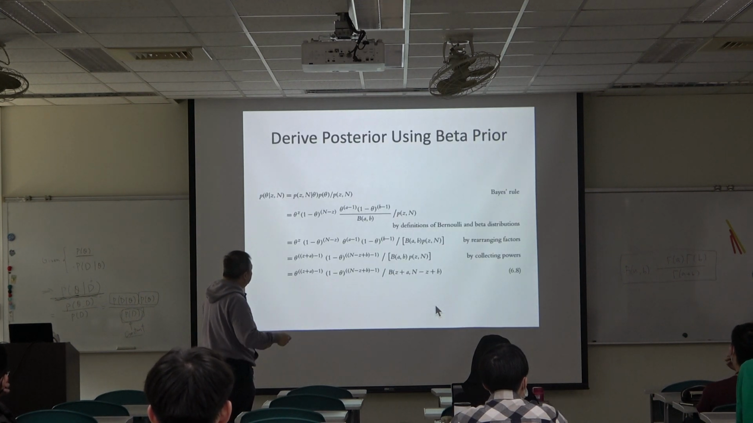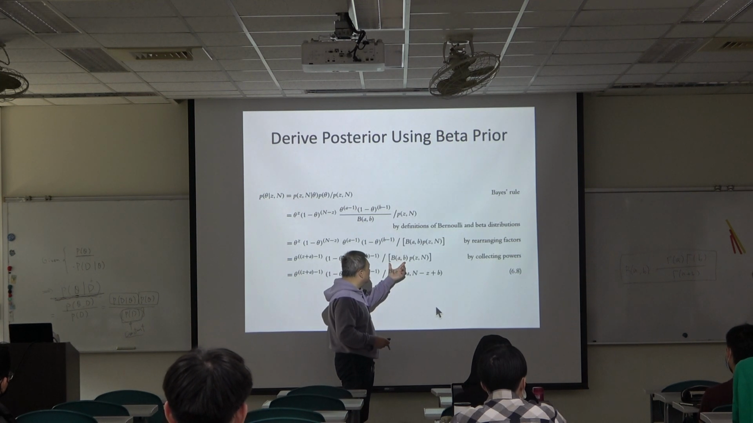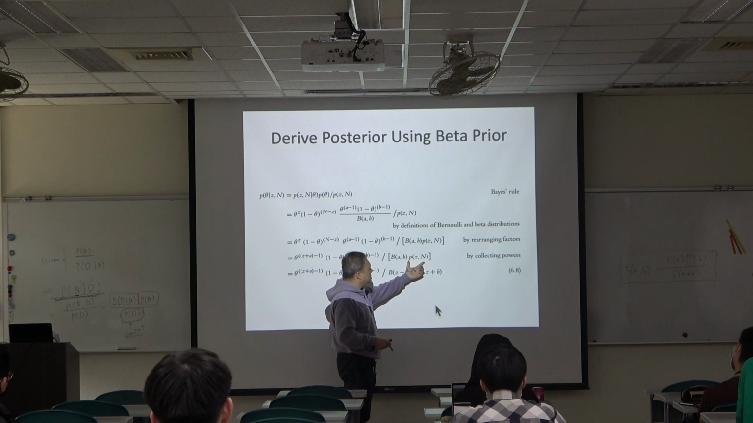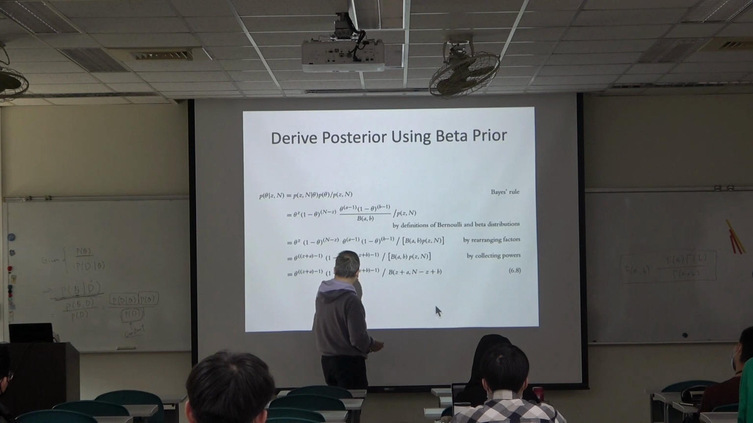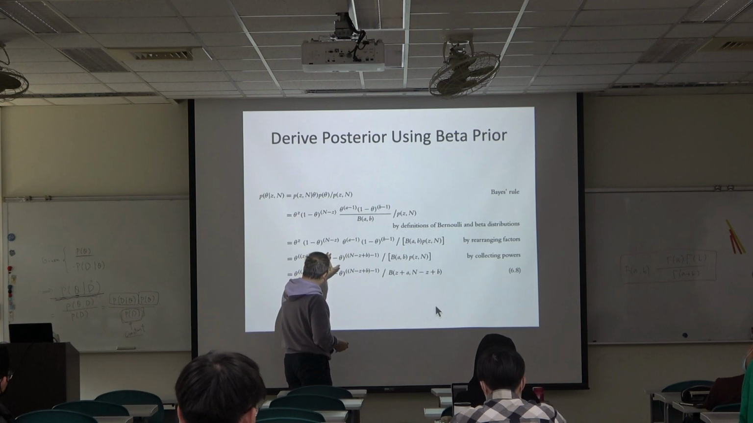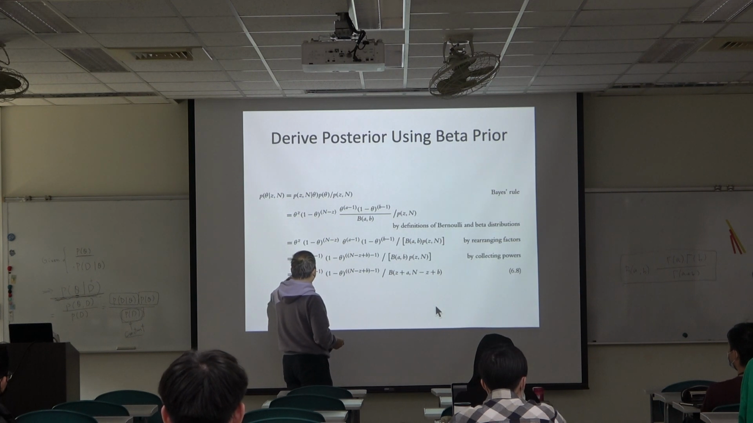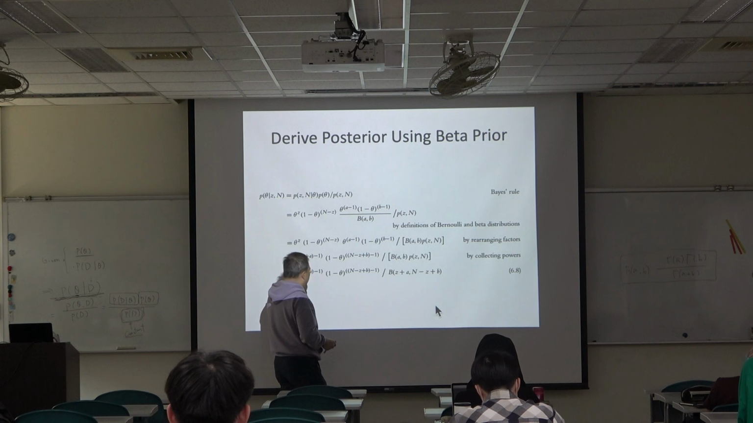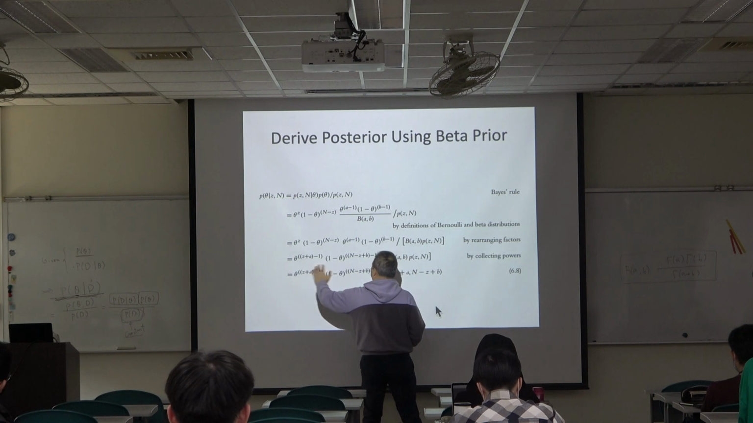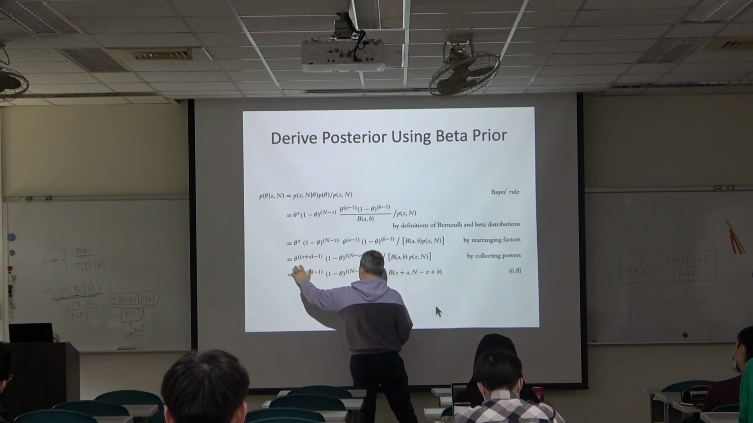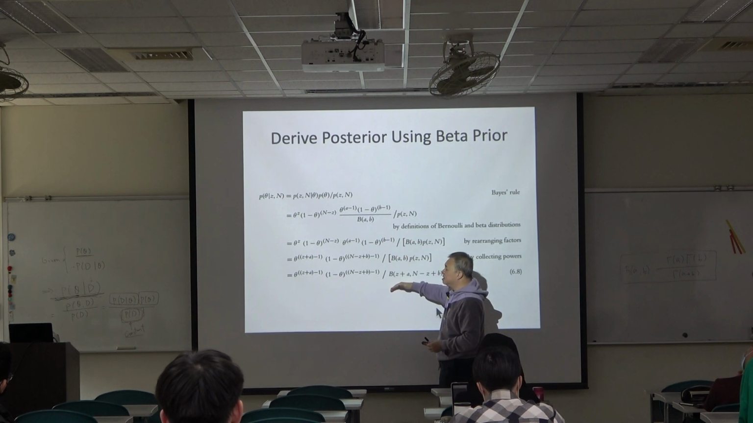So, back to here. This capital B(a, b) is a constant, and this P(D) is constant too. The numerator contains the terms that correspond to theta, so these are not constant. They are not constant. And from here, suddenly it becomes this.